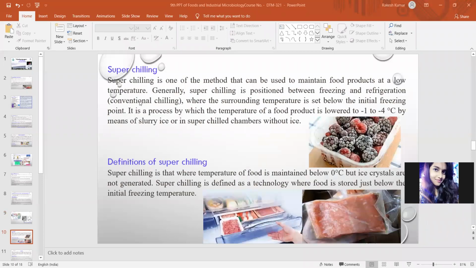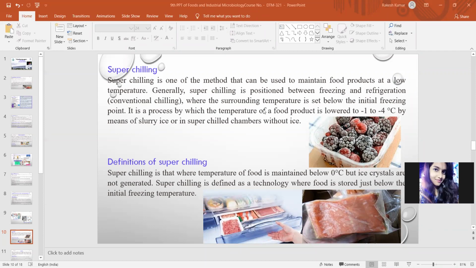So next one is super chilling. Super chilling is one of the methods that can be used to maintain a food product at a low temperature. Generally, super chilling is positioned between freezing and refrigeration, where the surrounding temperature is set below the initial freezing point. It is a process by which the temperature of a food product is lowered to -1 to -4 degrees centigrade by means of slurry ice or in a super chilled chamber without ice.